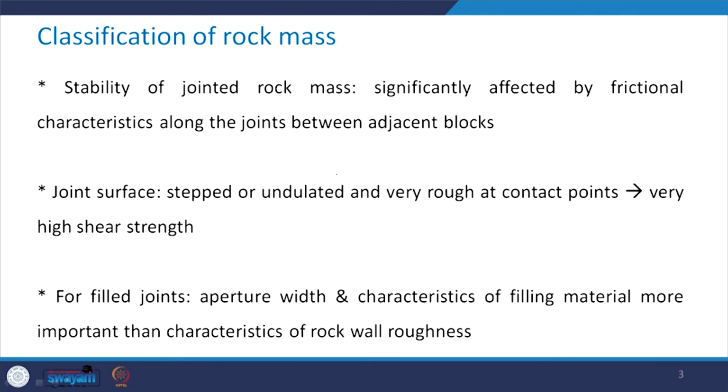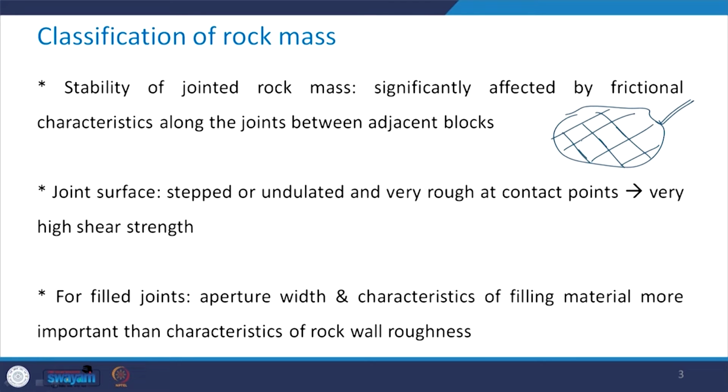As far as intact rock and its strength is concerned, in rock mass qualification, it is the unconfined compressive strength of the rock which is commonly used as a measure of intact rock's strength. The stability of the jointed rock mass is significantly influenced by the frictional characteristic along the joints between the adjacent blocks. Let us say that you have this rock mass and these are some joint sets. The stability of this whole rock mass would be significantly influenced by the frictional characteristic along these joints, which are there between the adjacent blocks.